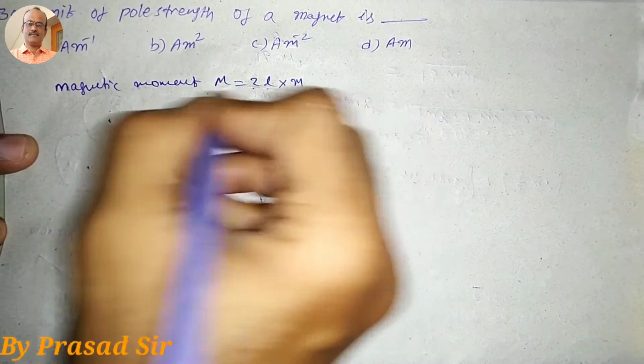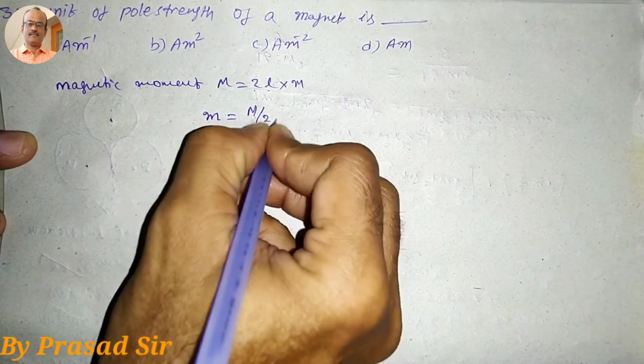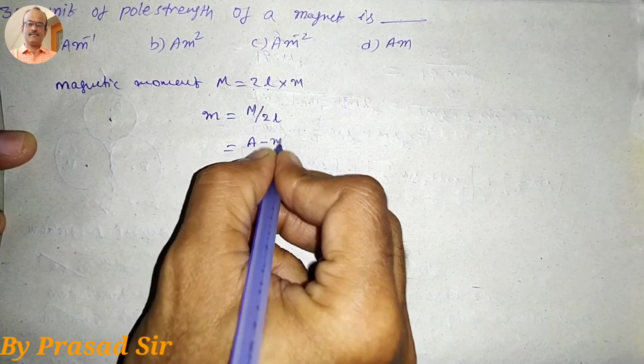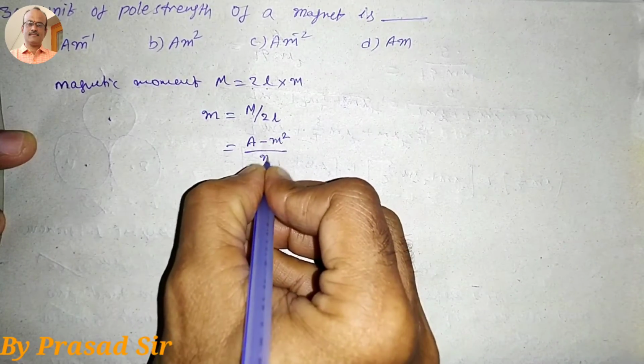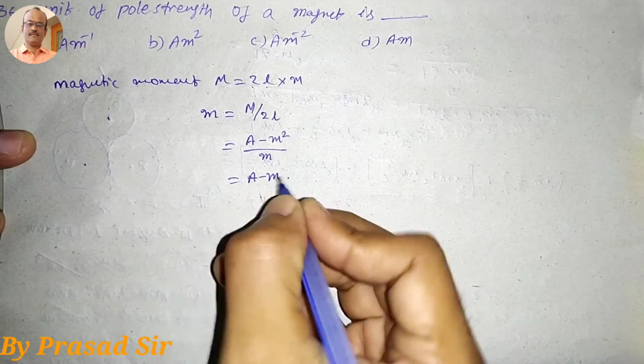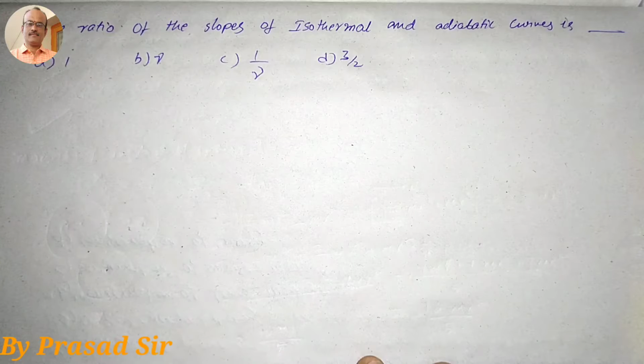So that means what happens here? Small m, pole strength, is equal to capital M by 2L. So capital M is nothing but ampere meter square divided by meters. So 1 meter cancels, so ampere meter. So which option is correct here? Option D is correct.